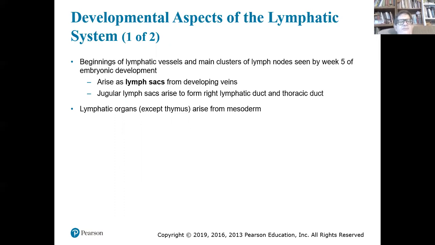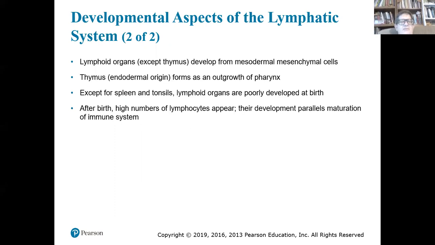Anyway, these lymphatic organs, except the thymus, are all mesoderm based, the middle of the 3 layers that make up the developing baby. Lymphatic organs, except the thymus, develop from mesodermal mesenchymal cells. The thymus is endoderm, the inner layer, because it is an outgrowth of the tube going through the body. It's an outgrowth of the pharynx, which is part of the GI tract.